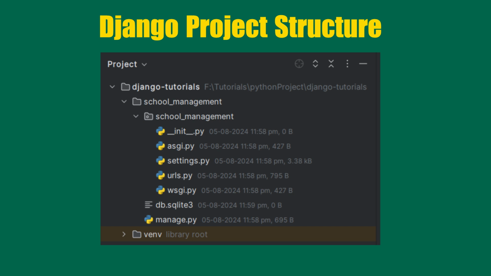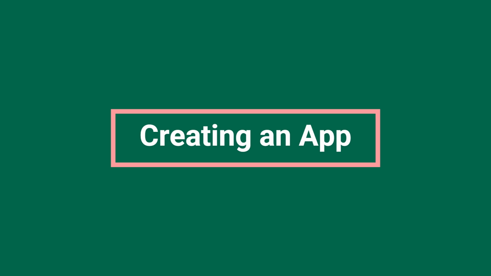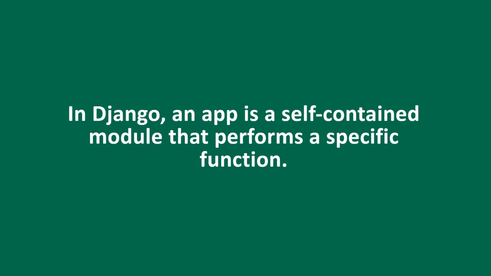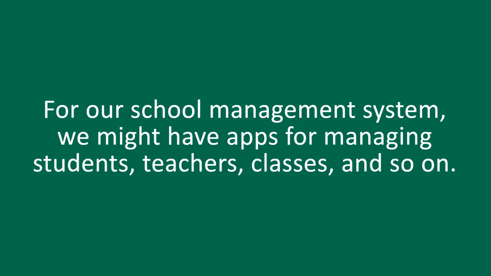Understanding these components will help you navigate and manage your Django project effectively. With that overview, let's move on to creating our first app. In Django, an app is a self-contained module that performs a specific function. For our school management system, we might have apps for managing students, teachers, classes, and so on. In this video, we'll create a simple app to get you started.